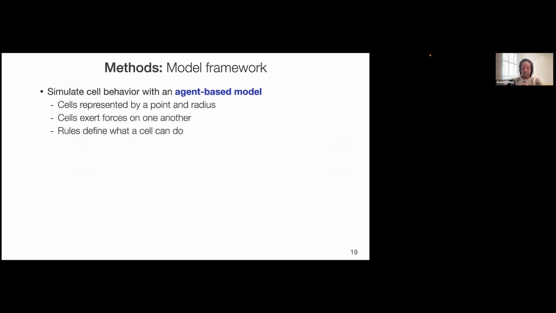Now, just a little bit more about the agent-based modeling framework. It gives us what cells are there because we have cells that are represented by a point and a radius. It tells us where the cells are located. So this is a spatially resolved model. The cells exert forces on one another. And as I just mentioned, the rules define what a cell can do. Now for the talk, to this part of the talk, I'm going to describe an agent-based model that has 9 distinct cell types.